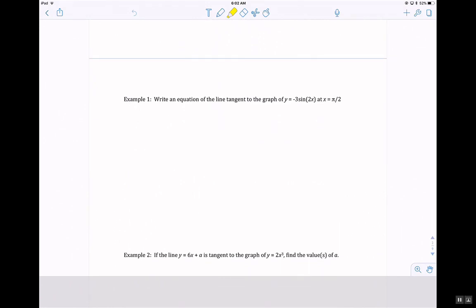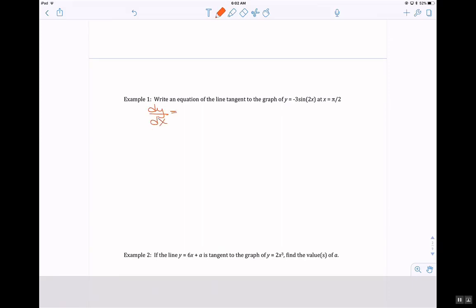So write the equation of the tangent line to the graph of y equals negative 3 sine of 2x at x equals pi over 2. So the first thing we're going to do is find the derivative. So you could either write y prime or dy/dx. It's up to you.